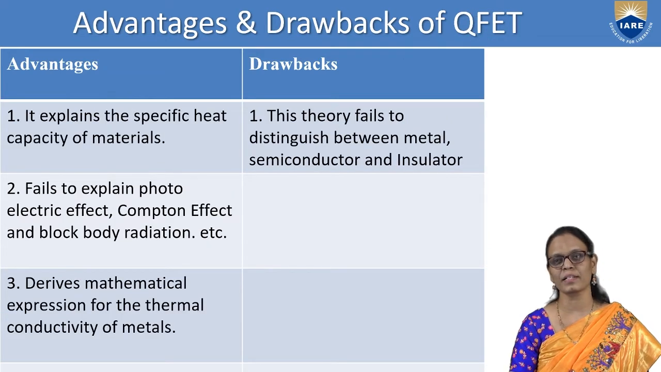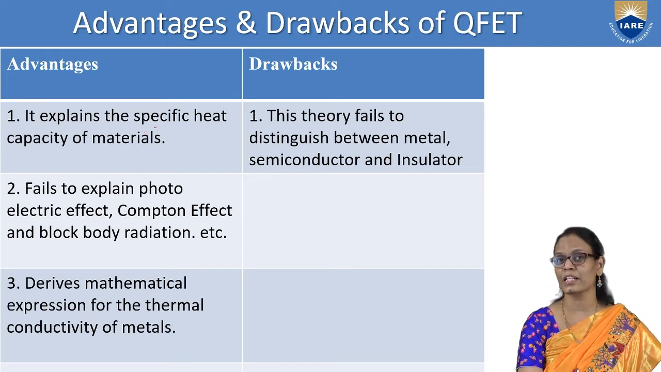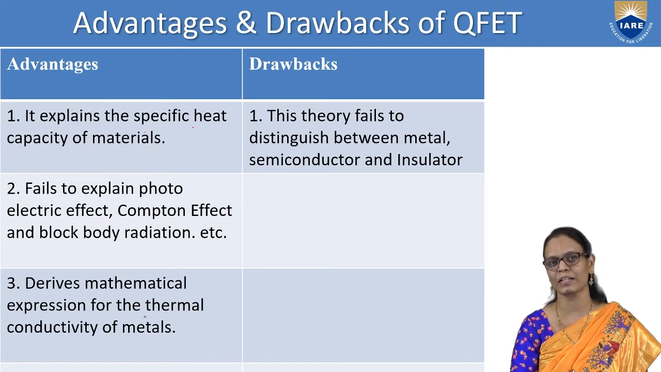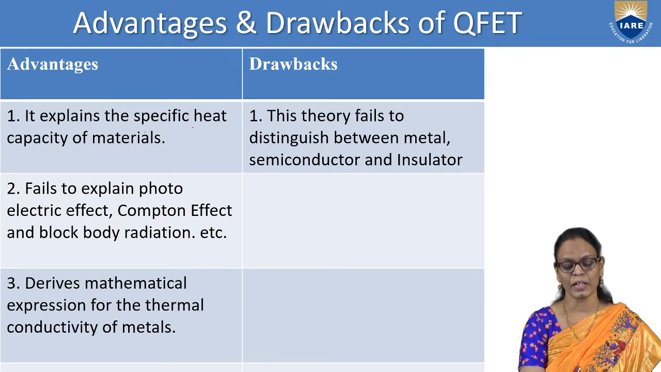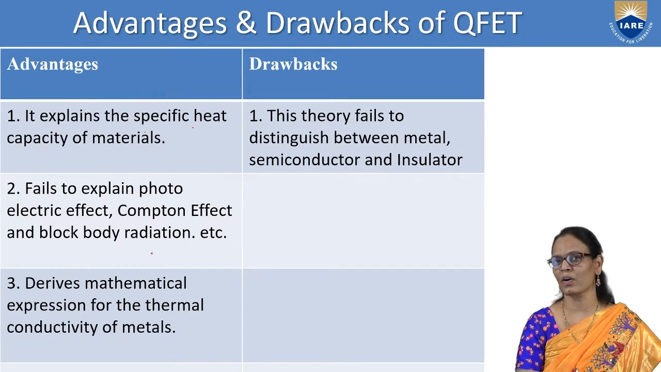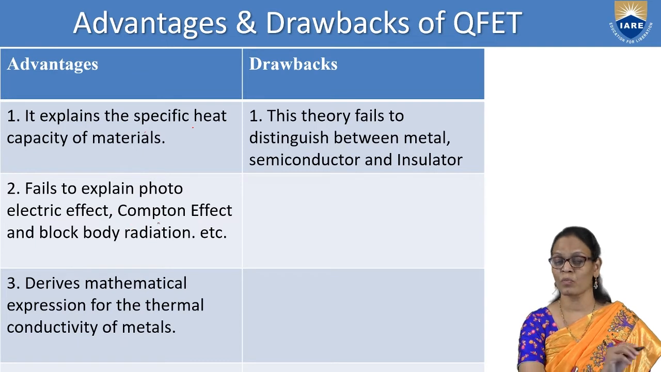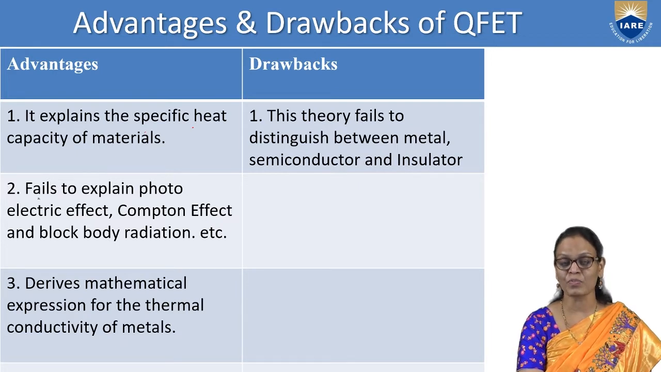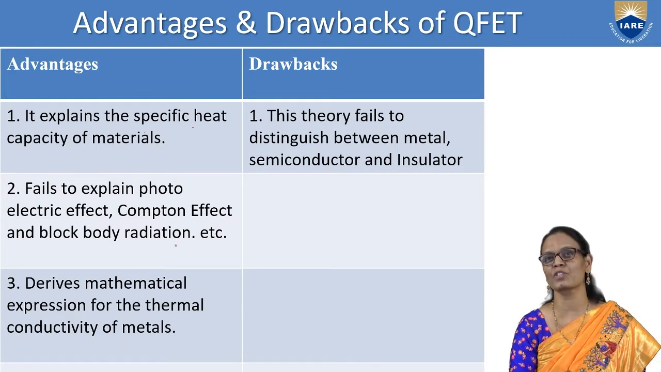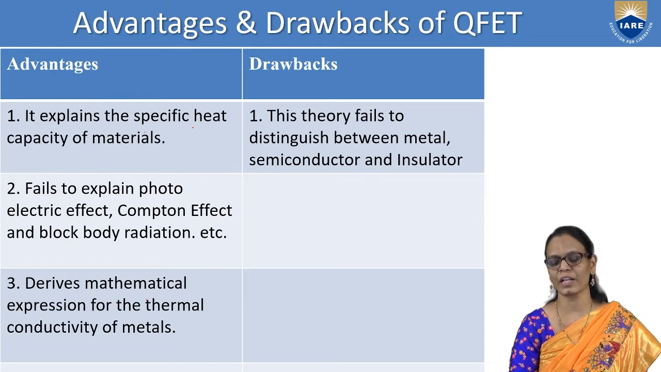Now let us see the advantages and drawbacks of quantum free electron theory. So quantum free electron theory explains the specific heat capacity of materials. Where classical mechanics failed, quantum mechanics proved to be successful. It fails to explain the photoelectric effect, Compton effect and black body radiation. So these are according to quantum. But what classical mechanics could not explain, classical mechanics failed to explain, this has become an advantage for quantum mechanics or the quantum free electron theory.